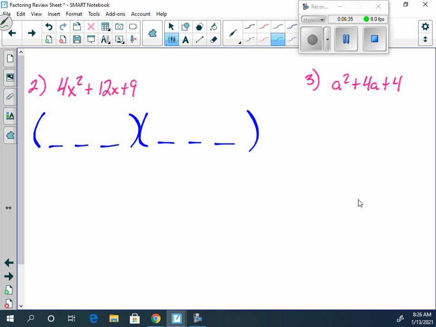Now, the next thing we will check is sign. Since the 9 is positive, the signs are the same, and they're going to match the sign of the middle term. So we're going to have plus and plus, positive and positive.